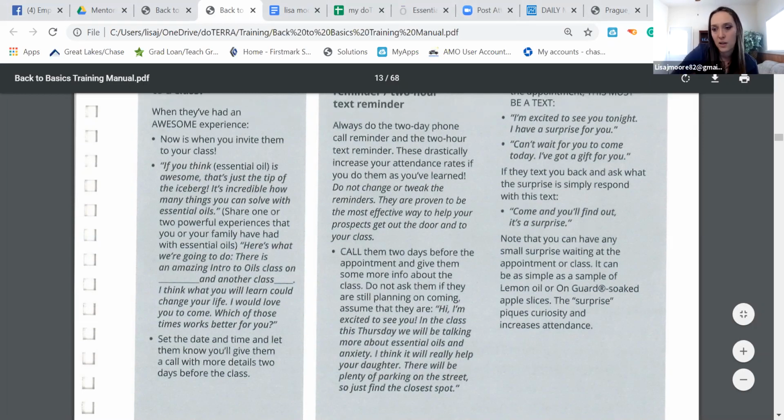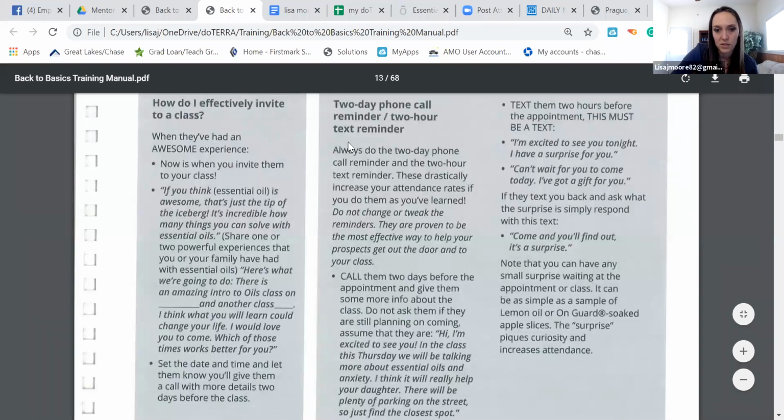So now let's talk about the reminders. The 2 day before phone call reminder, and then the 2 hour before text reminder. All right. So always do the 2 day phone call reminder and the 2 hour text reminder. These drastically increase your attendance rates if you do them as you've learned. Do not change or tweak the reminders. They are proven to be the most effective way to help your prospects get out of the door and to your class.